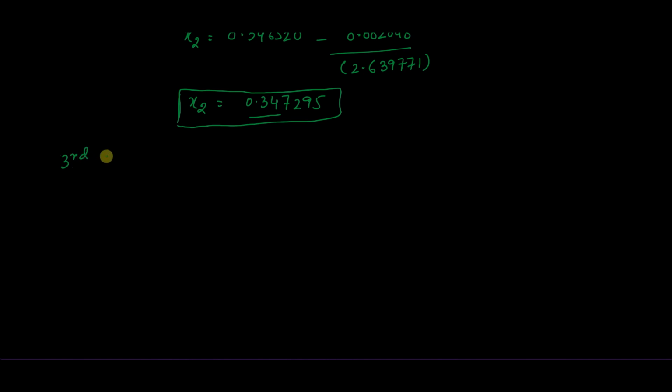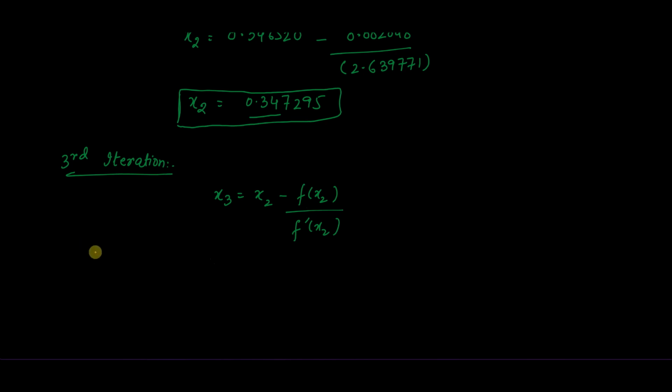So for the third iteration we need to customize our formula by putting n equal to 3 in the general formula. So it becomes x3 equals x2 minus f of x2 over f prime of x2. Now we need to substitute the values, but before substituting we need to find f of x2 and f prime of x2.